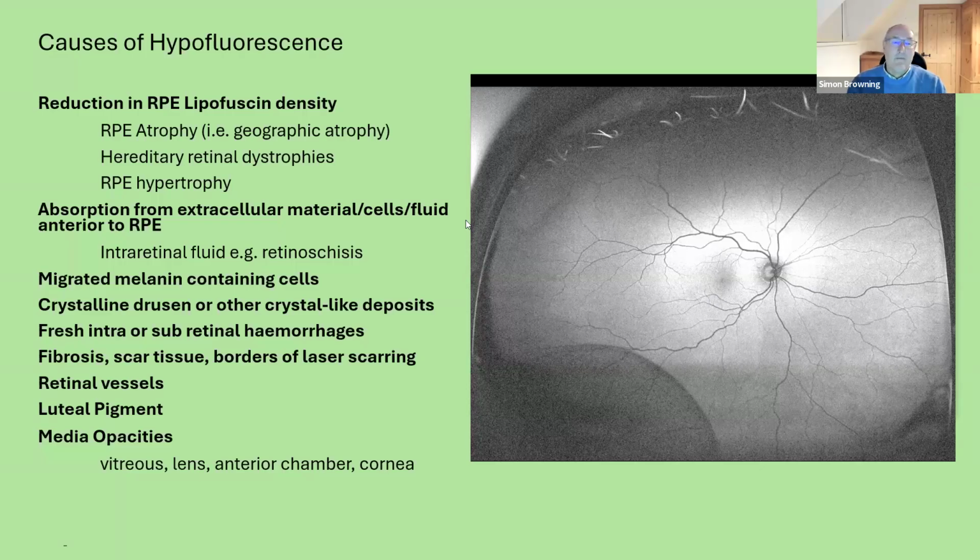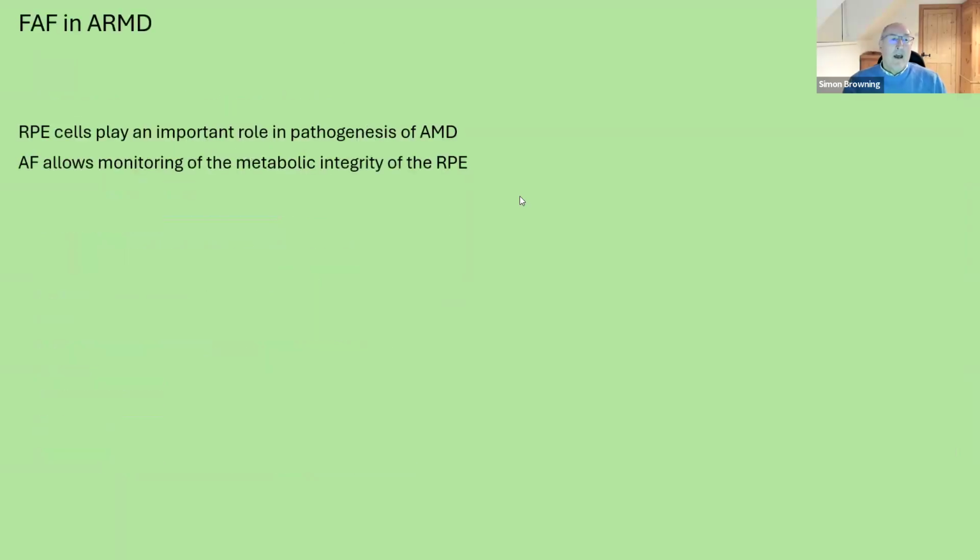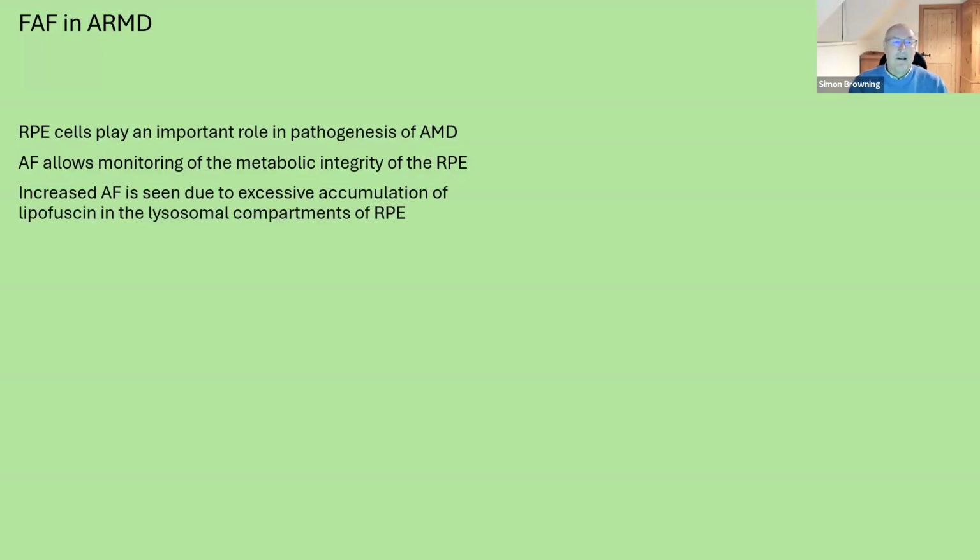Media opacities, we're going to come back to that in a future session, because there's a very nice little sideline on autofluorescence which is very helpful. But I want to concentrate for a little while on macular degeneration, because obviously you can see from what's happening in the chemistry there, the retinal pigment cells play a very important role in the development of macular degeneration. But autofluorescence also allows us to monitor the metabolic integrity of the retinal pigment epithelium.